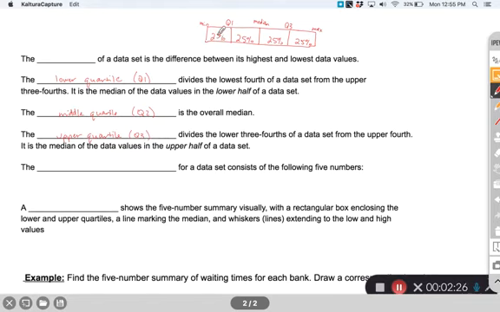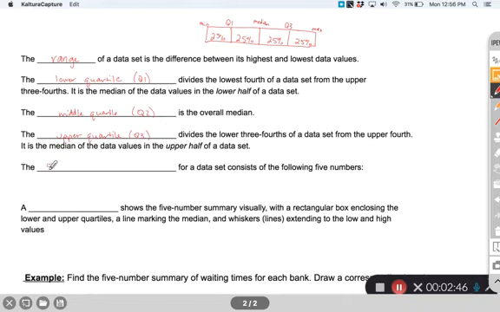And so here we're separating our data into fourths to try to get a better idea of the spread and variation that we have. And then we also talked about range in another video, which is the difference between the highest and the lowest data values, so the max minus the minimum.